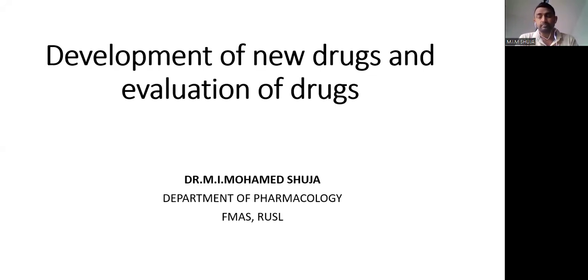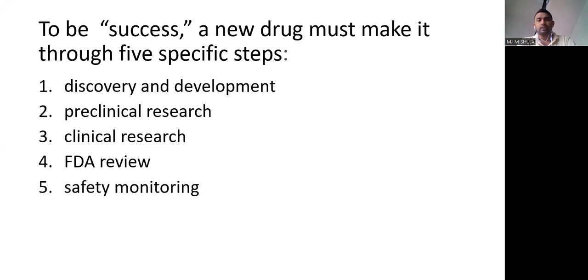But very important in evaluation is, is there any toxic effect? If the benefit outweighs the risk, if there's a risk, if the risk is fatal, like that, we will check it. So to be successful, a new drug must make it through 5 steps.